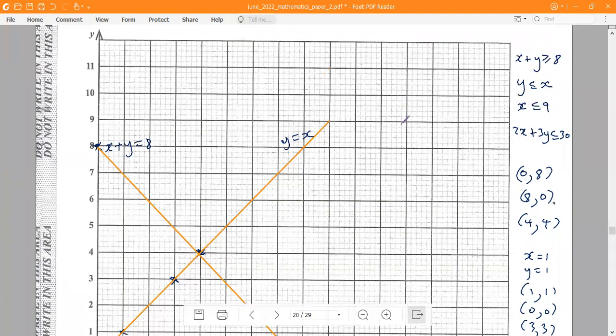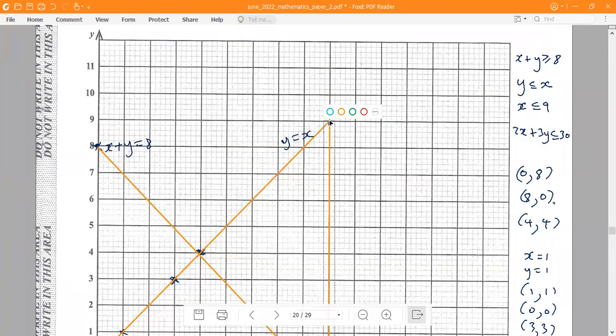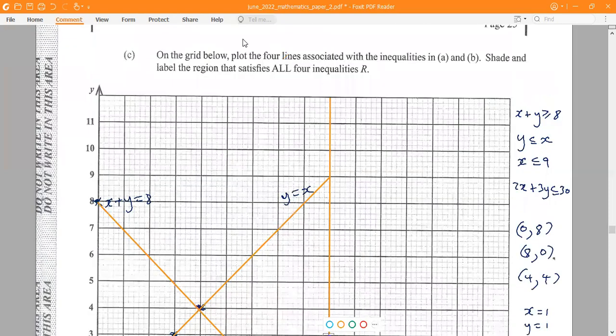And the next one, x is less than or equal to 9. So all we're doing is going straight up with our line. From x equals 9, we go straight up. All right, so just keep going up. All right, so let's say I have a straight line there, x equals 9.